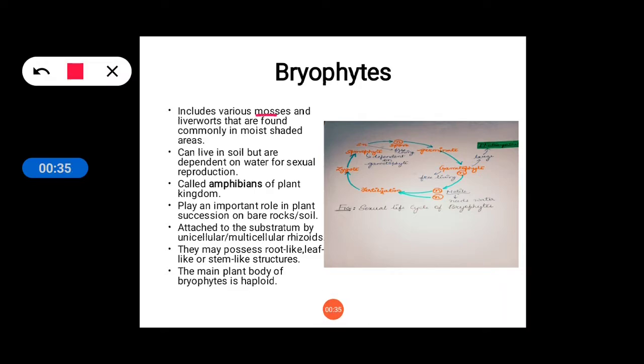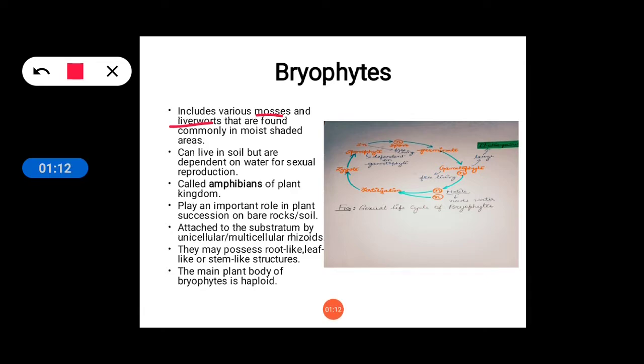Bryophytes include various mosses and liverworts that are found commonly in moist shaded areas. So bryophytes are commonly found in shaded areas and areas where there is moisture. In the bryophytes, we find mosses and liverworts. We'll study mosses and liverworts later, not in this video.